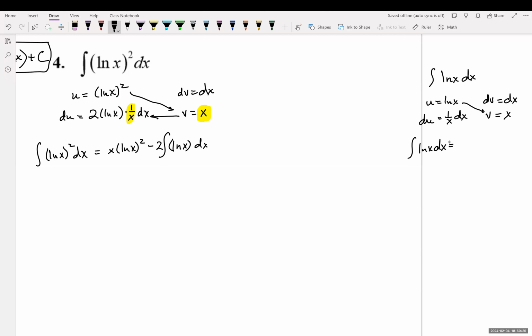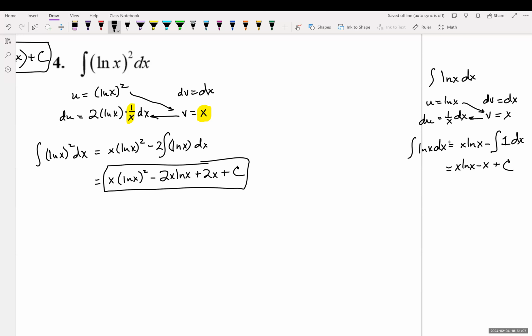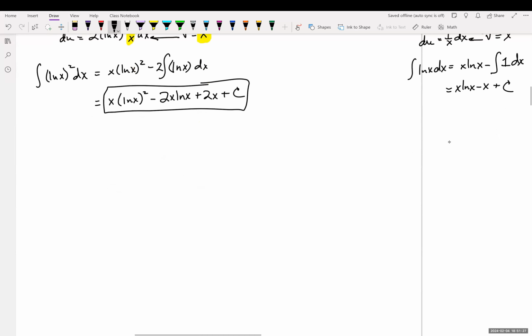becomes uv, which is x ln x, minus the integral of v du. Well, again, the x's cancel, and we just have a 1 dx. And integrating that's pretty straightforward, and we get something like this. So we'll just plug that in here and be done with it. Distributing the -2, of course. And that puts us there. Moving on to number 5.